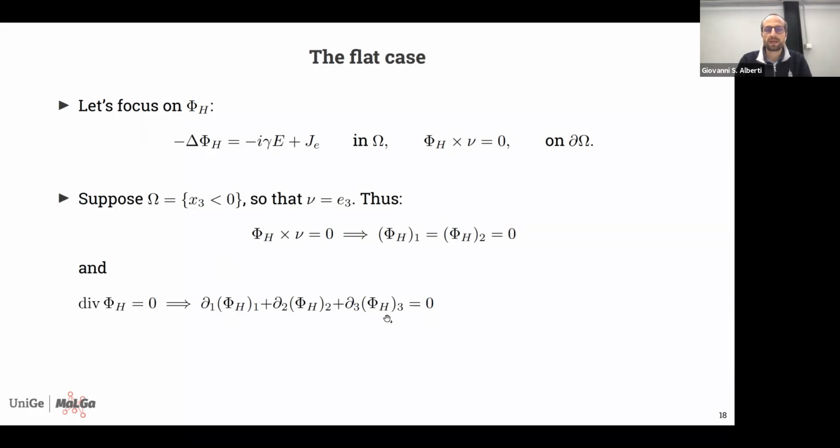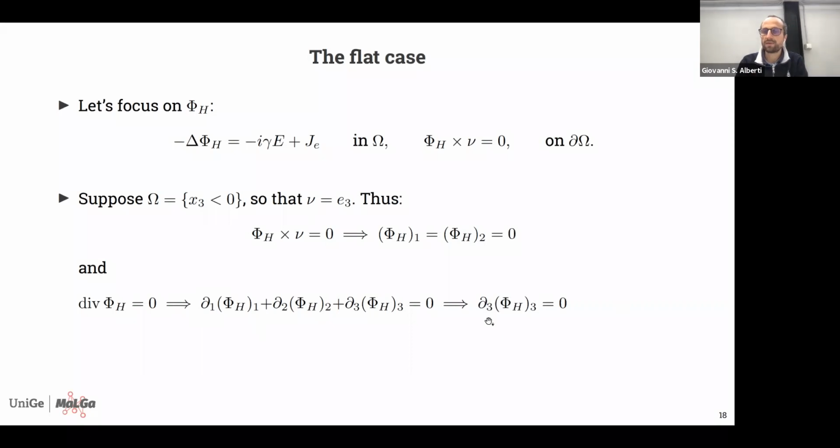And so the divergence becomes this expression here. But then phi h and phi h1 and phi h2 are 0 on the boundary. So these two guys are 0, but then they are 0 also when I differentiate them with respect to the first and second axis, because I'm still differentiating them with respect to directions that are within the plane given by the boundary of omega. And so these two guys are 0. And so I get this thing here.